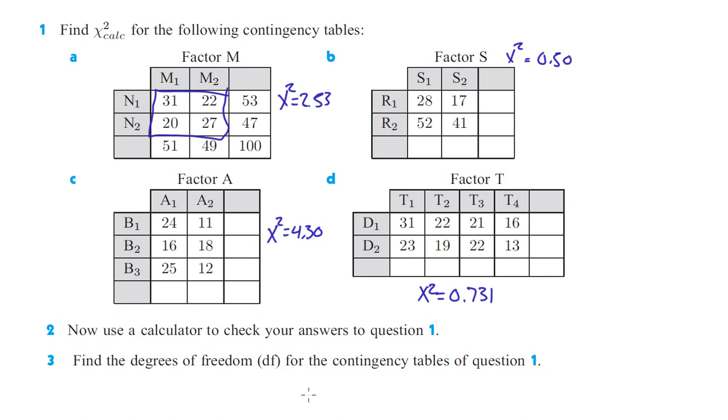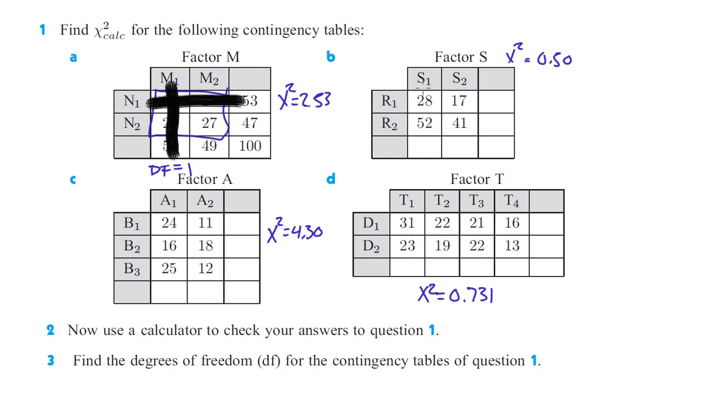Okay, find the degrees of freedom for the contingency tables of question 1. So the easiest way here, let's see if I can show you a better way. Try this. For degrees of freedom, take out 1 row, take out 1 column, and it's however many cells you have left. When we do that, we just have 1 left. So degrees of freedom for number 1 is 1.